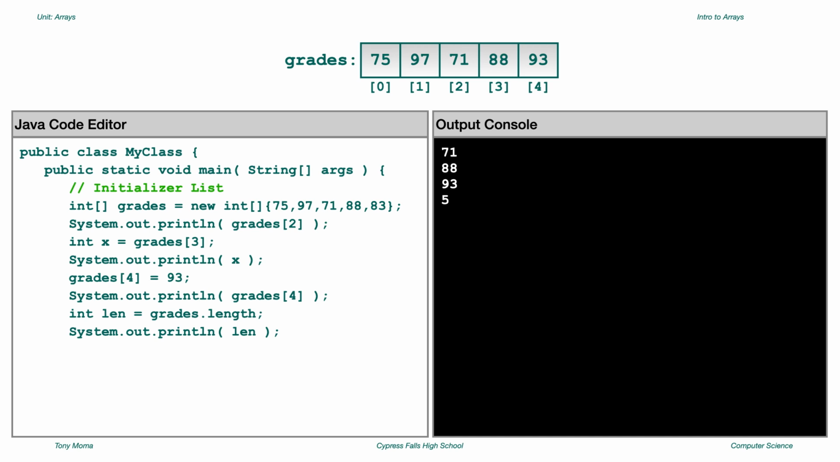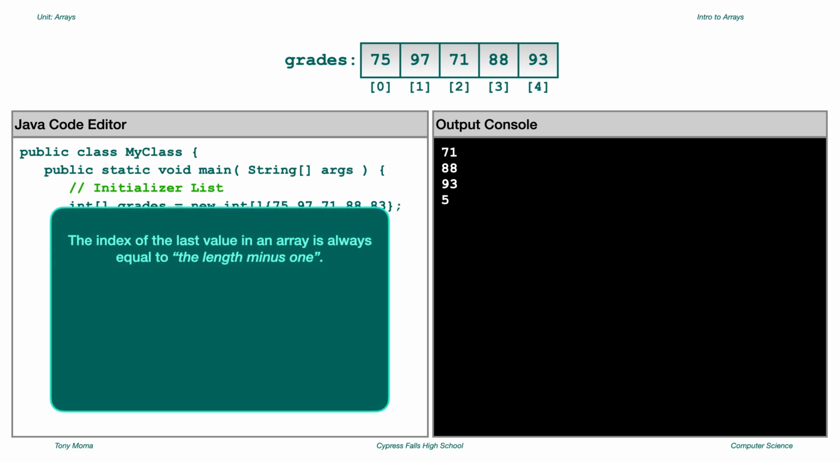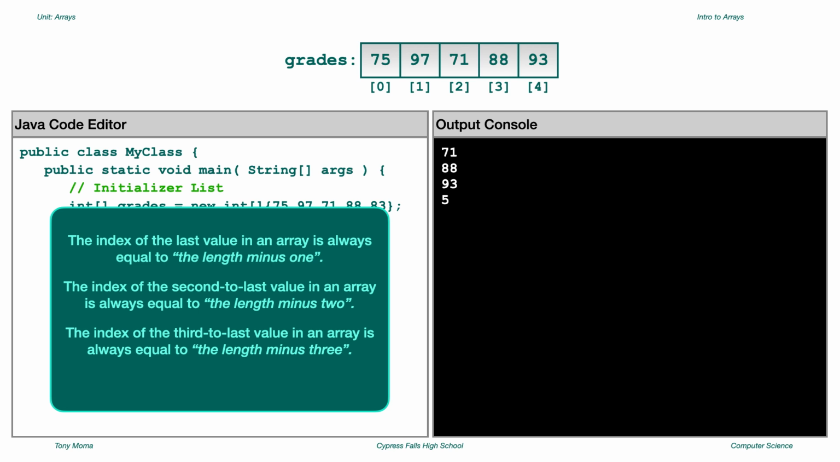A special property about an array's length that you will certainly want to remember is that the index of the last value in an array is always equal to the length minus 1. For example, for the grades array, the length was 5 and the index of the last value was 4. Similarly, the index of the second to last value in an array will always equal the length minus 2. Similarly, the index of the third to last value in an array will always equal the length minus 3, and so on and so forth.